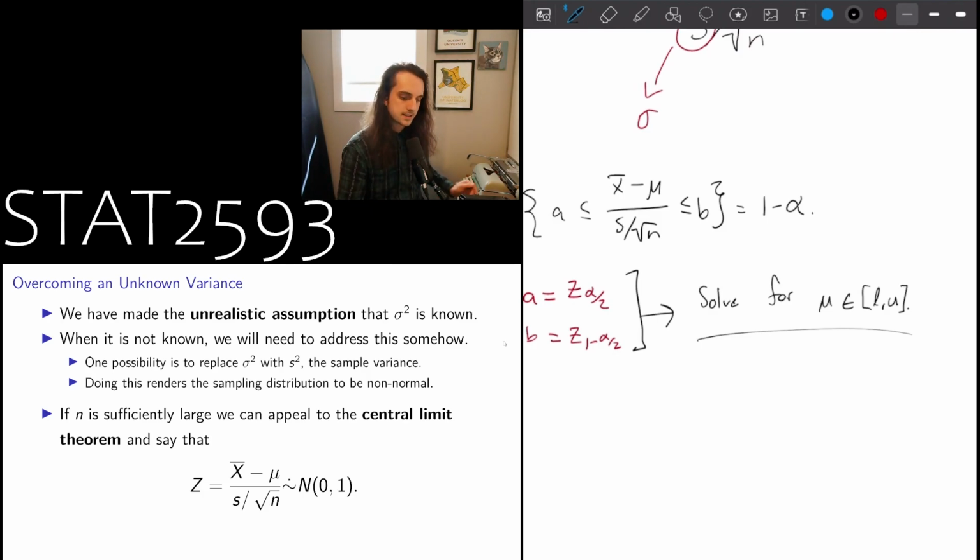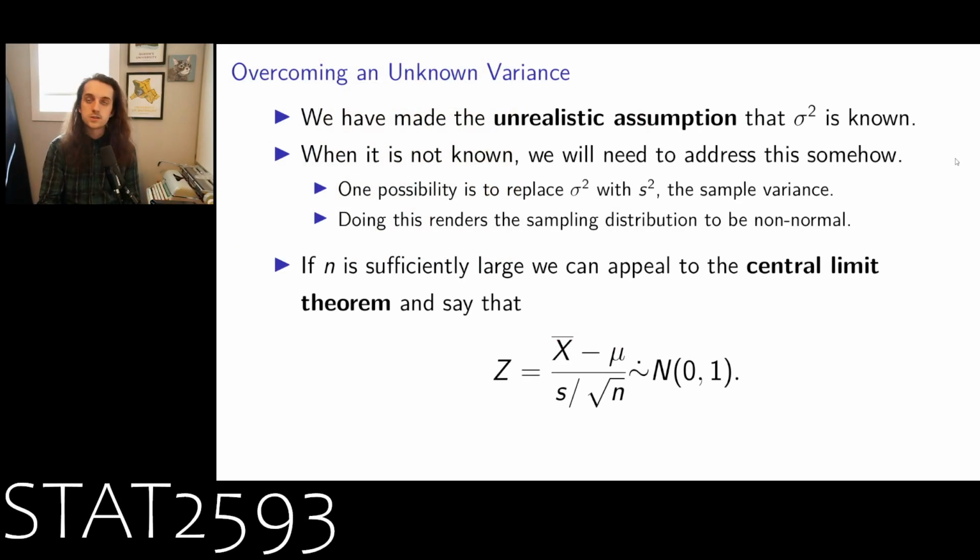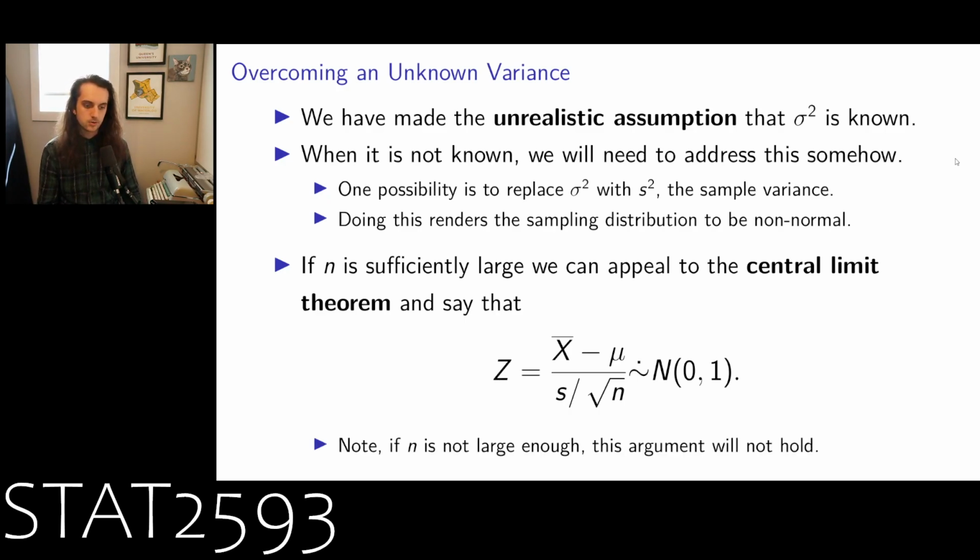So we can apply the exact same procedure here. And in fact, because we're still working with this normal population, it's going to be literally the same, except replacing sigma with s. So if n is not large enough, the argument that we're making here does not hold, and we'll see that situation before.